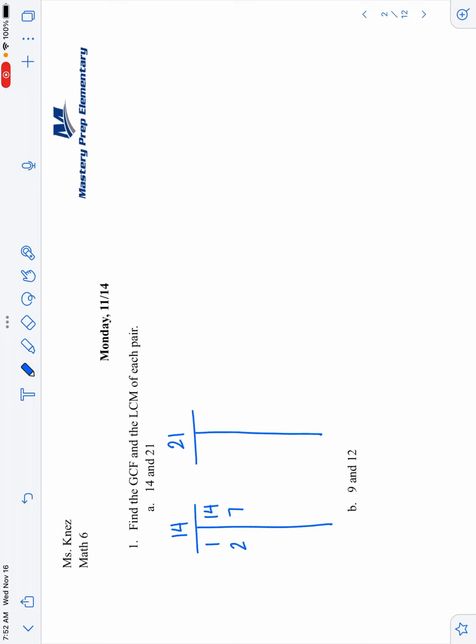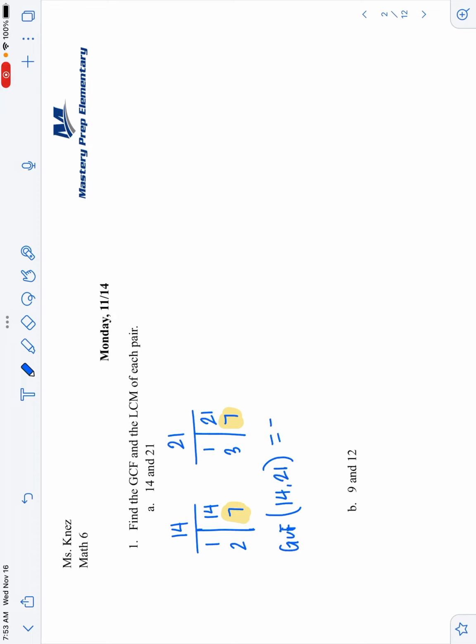For 21, I have 1 times 21. I can't multiply 2 times anything to get 21, but 3 times 7 does equal 21. And so I can see that the greatest factor that both of these numbers have in common is 7. I'm going to go ahead and write at the bottom that the GCF of 14 and 21 is 7.